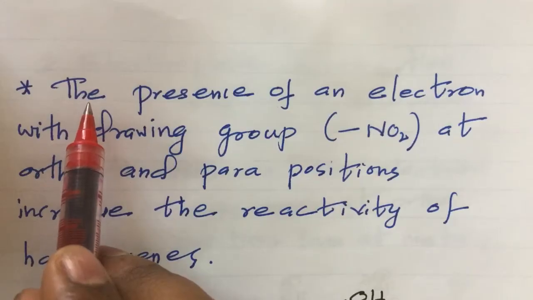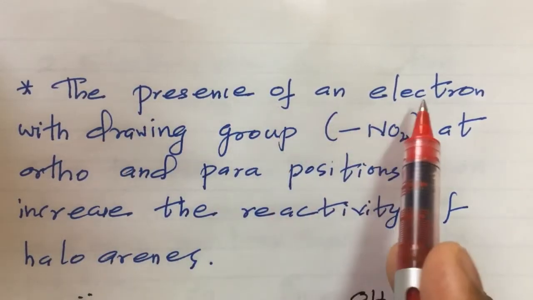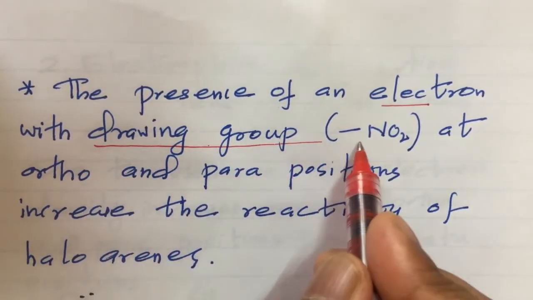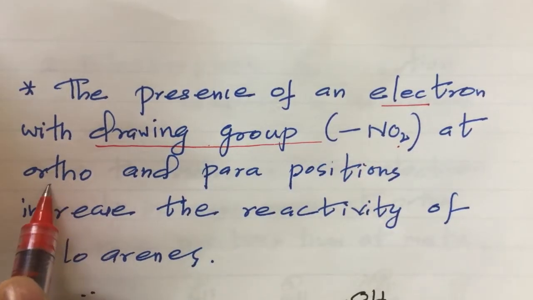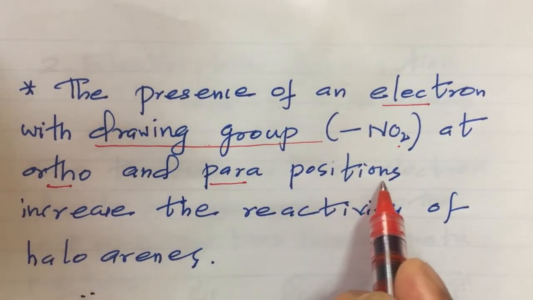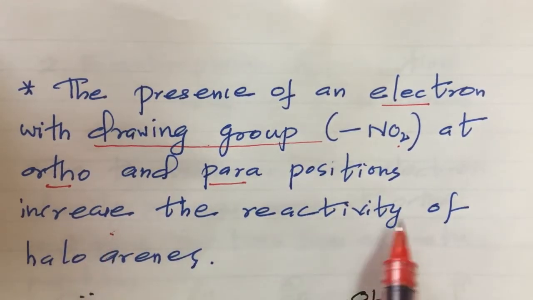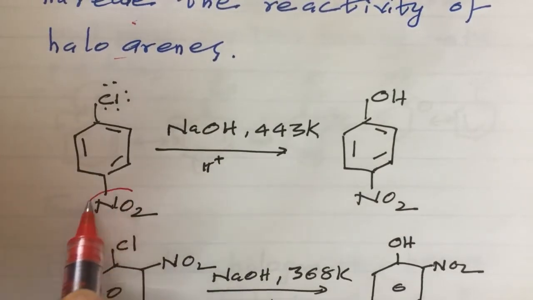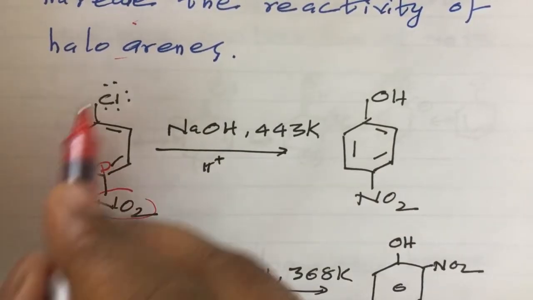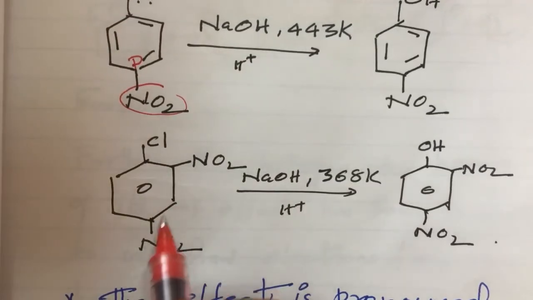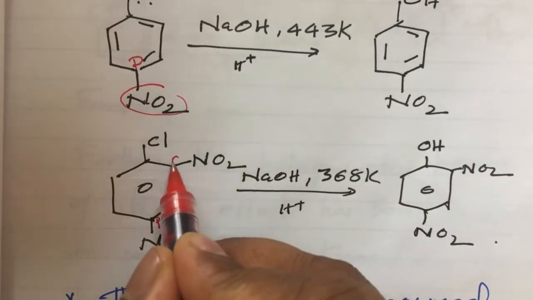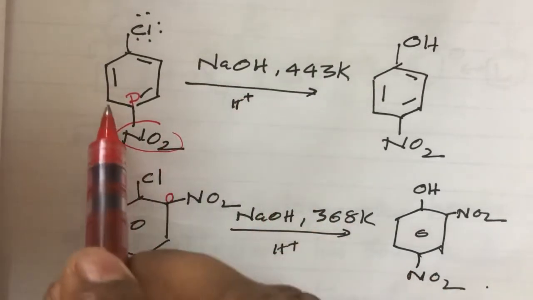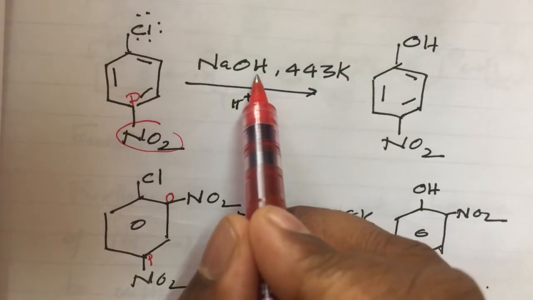Listen. The presence of an electron withdrawing group like NO2 at ortho and para positions increases the reactivity of haloarenes. Take the NO2 group at the para position of a haloarene. NO2 group at para and ortho positions will increase the reactivity of haloarenes towards nucleophilic substitution reaction.